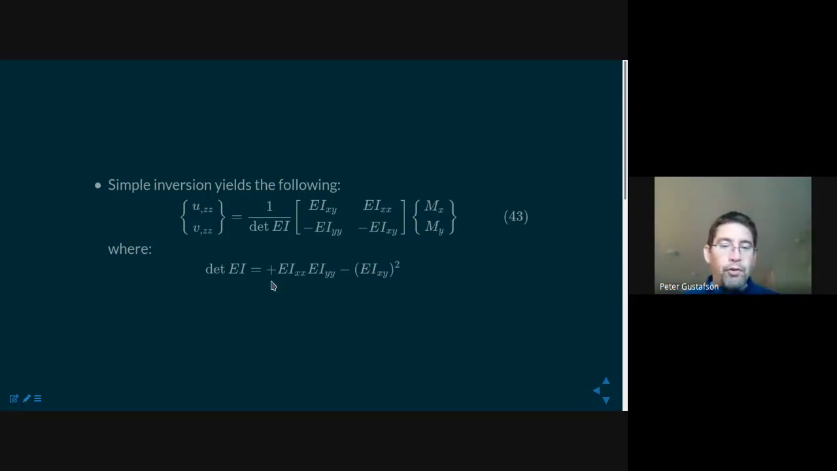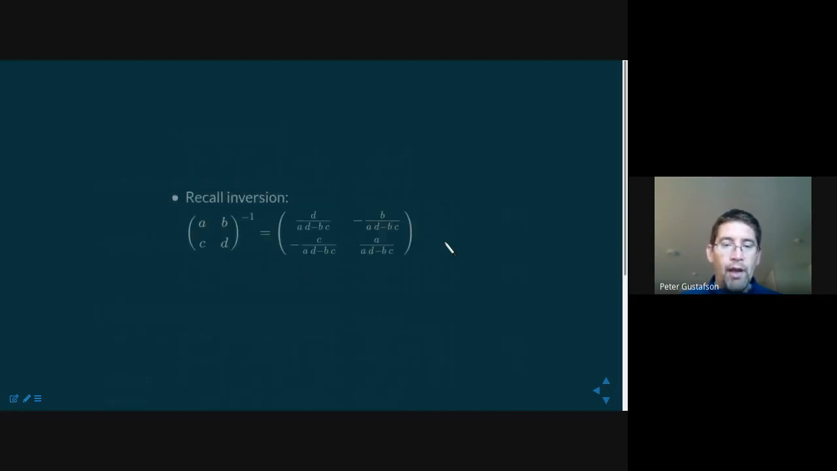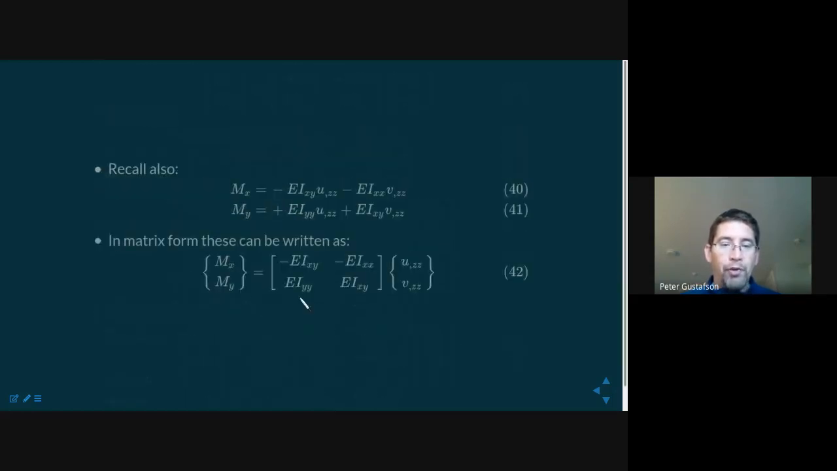Just so you remember exactly where we were, this is that set of matrices that I had referred to earlier. On the left-hand side is the curvature, and the right-hand side is the inverse of the EI matrix and the moments. The other version of that was this: the moments on the left-hand side are equal to the EI matrix times the curvatures.